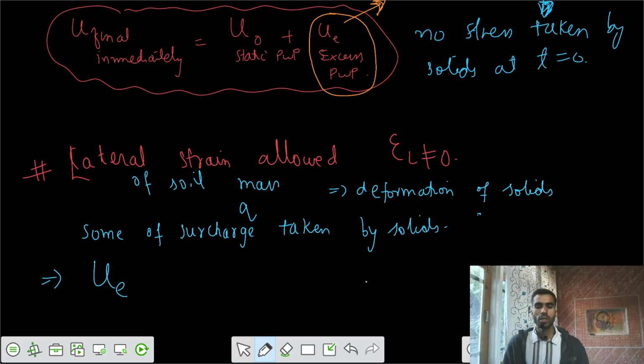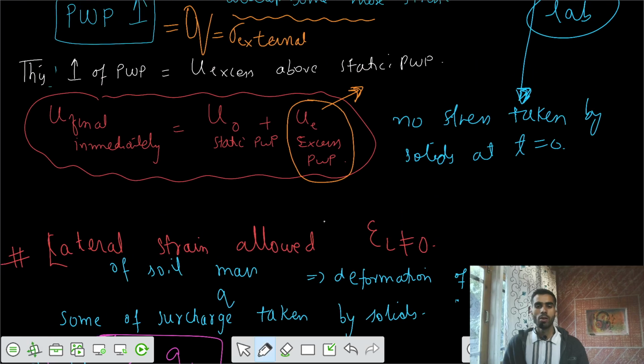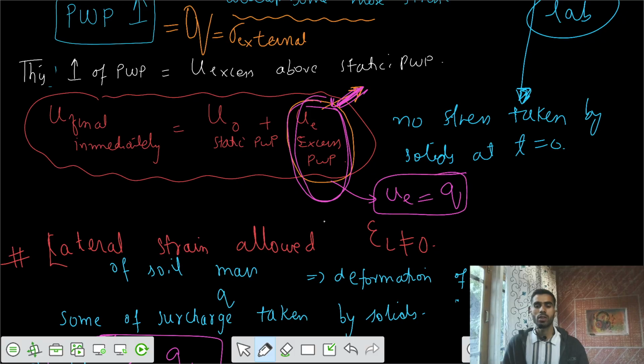That means the excess pore water pressure would be less than Q. Can we say that the excess pore water pressure would be less than the total surcharge? That's one more conclusion we can draw here. From your perspective, we can keep this as important: we are keeping lateral strain to be 0, and that means your excess pore water pressure is equal to the total surcharge of Q.